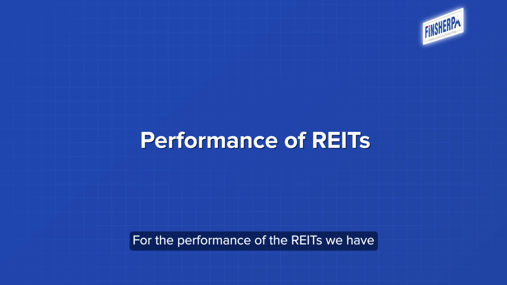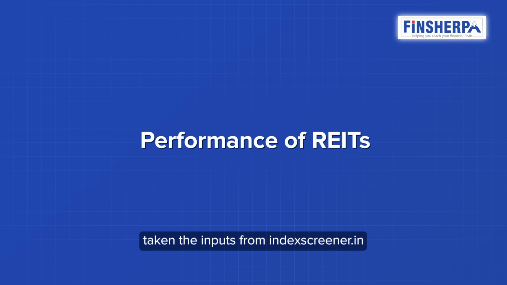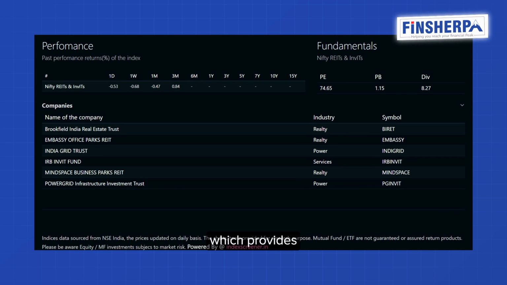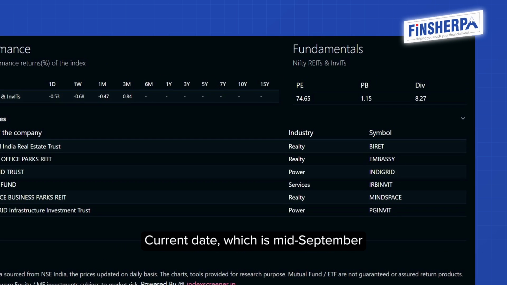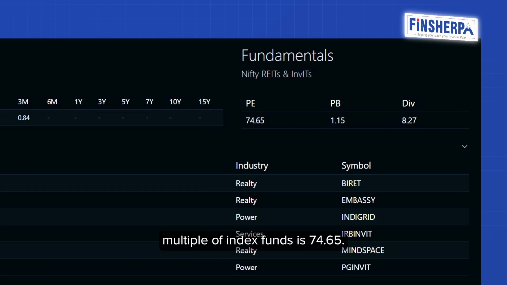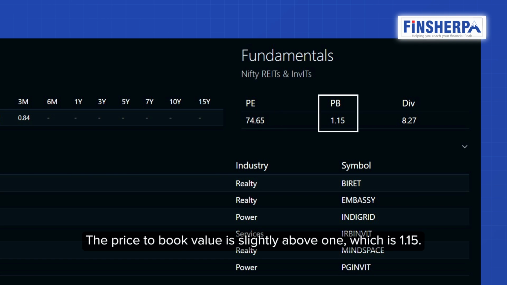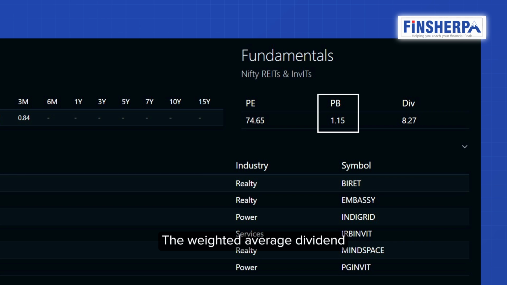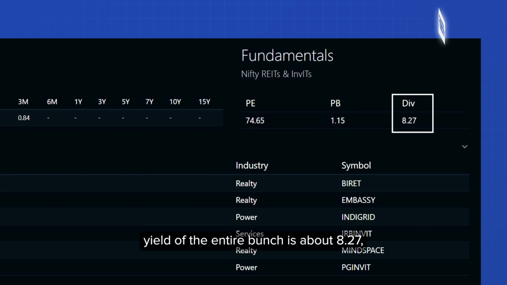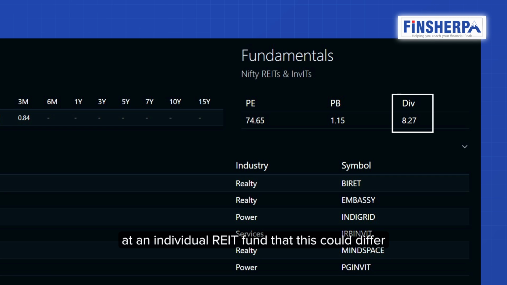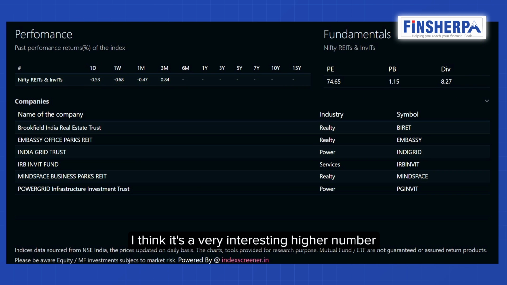For the performance of the REITs, we have taken the inputs from indexscreener.in, which provides the Nifty index performance of all the index funds that are available in India, both the real estate based and the non-real estate based funds. As on current date, which is mid-September, the price earnings multiple of index funds is 74.65. The price to book value is slightly above 1, which is 1.15. The weighted average dividend yield of the entire bunch is about 8.27, which is very impressive. At an individual REIT fund, this could differ a bit here and there. But overall, I think it's a very interesting higher number.